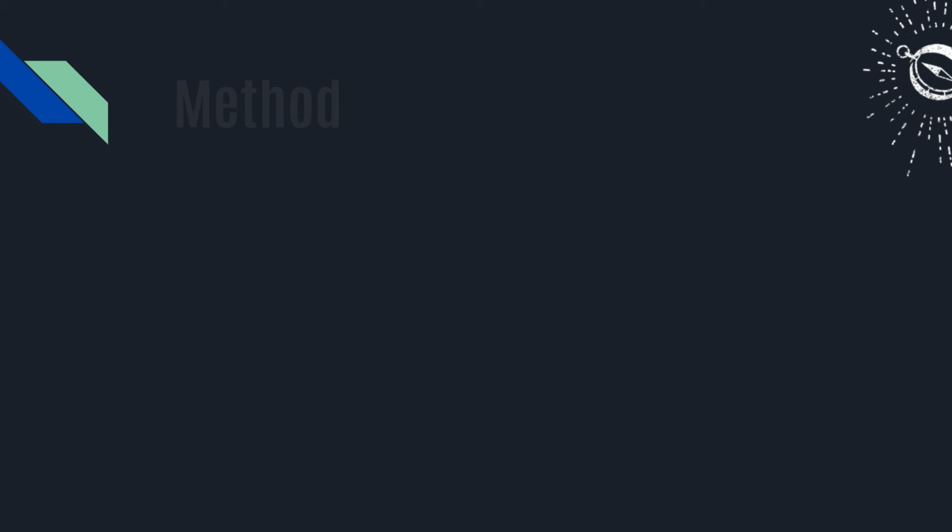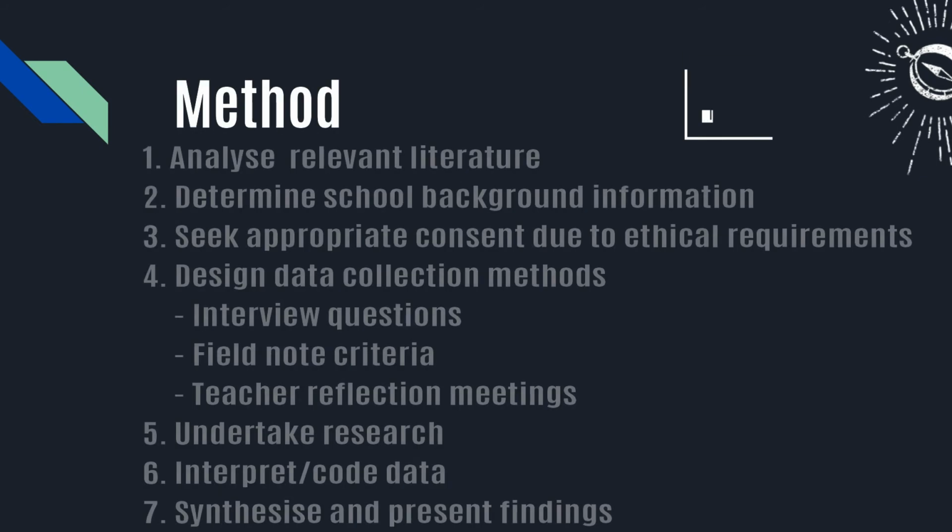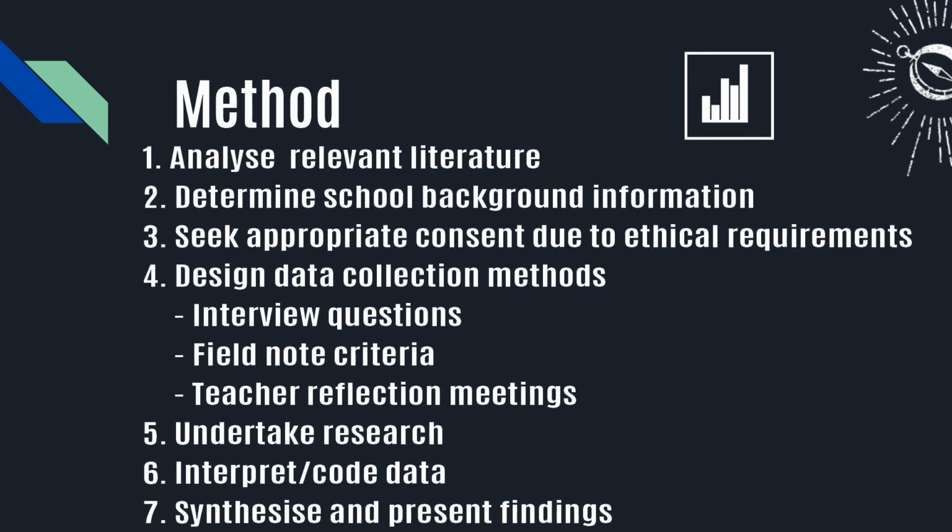The chosen method follows a 7-step process. Step 1 discusses the analysis of relevant literature. This is the idea of discussing and researching current literature to inform future research. The second step is determining the school background information. This means getting an understanding of the context that we're entering. The third step is to seek appropriate consent to meet ethical requirements.